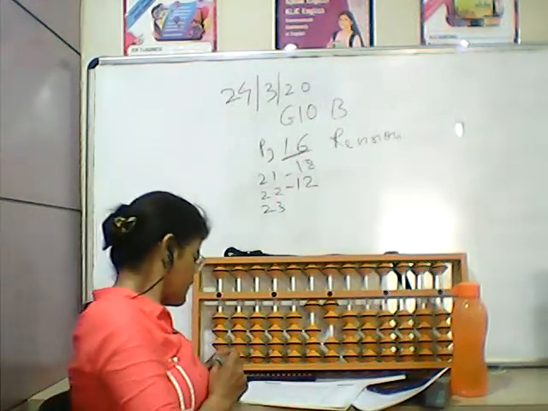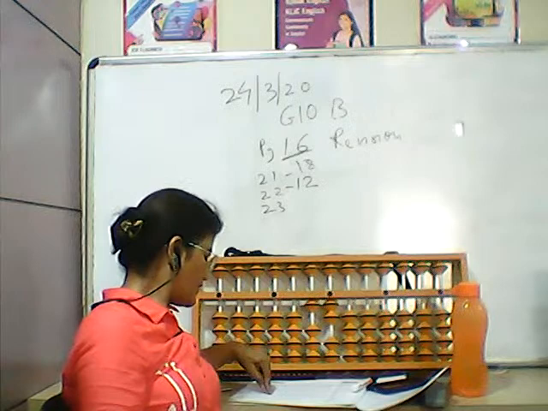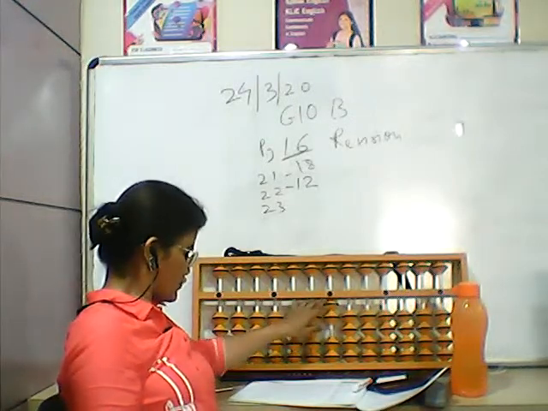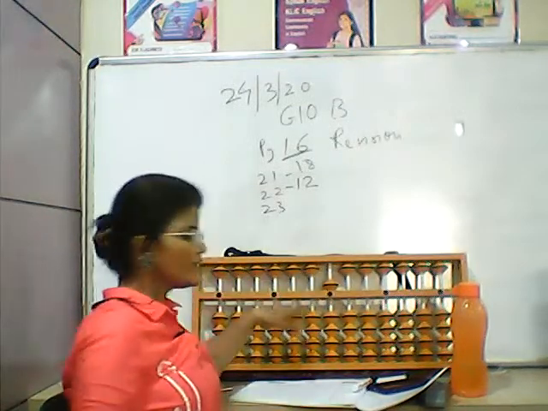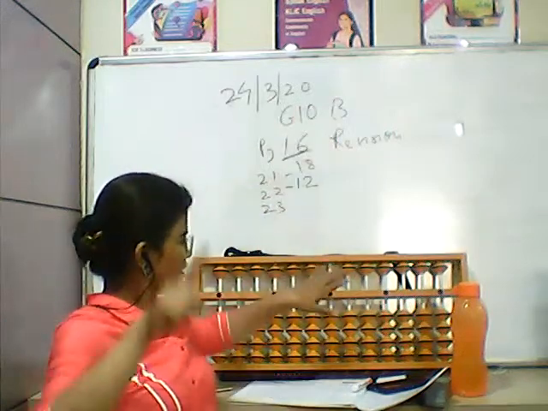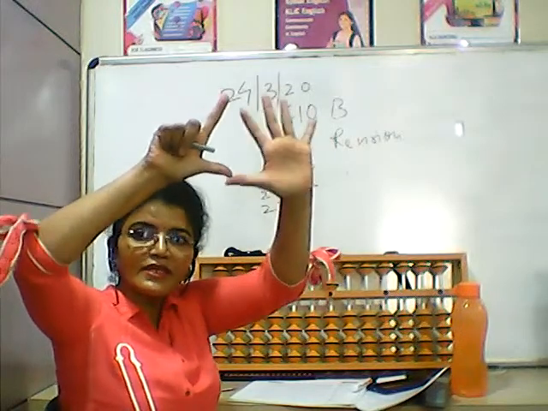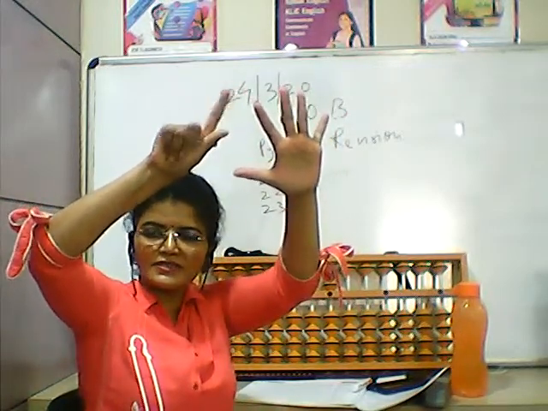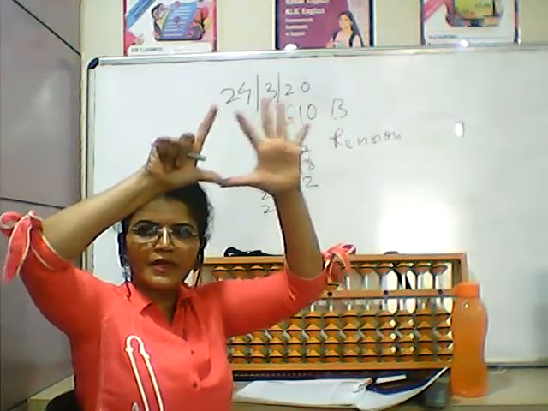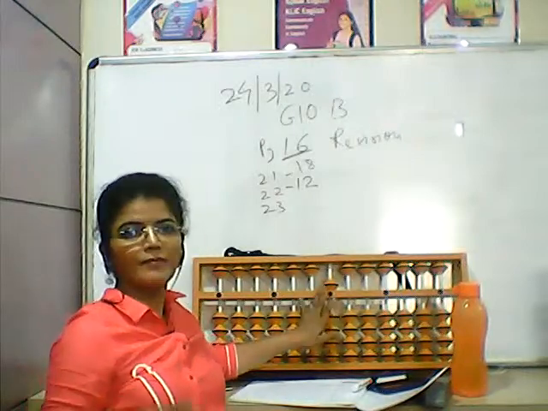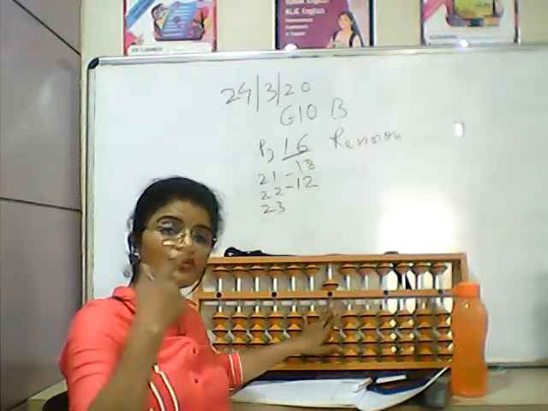Sum number 23. 5. Upper bead down. 7. No 7. Show 7. 7 ka friend minus 3. Minus 3 plus 10. Minus 3 to nahi hai.